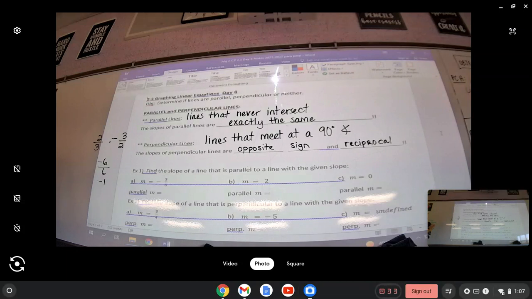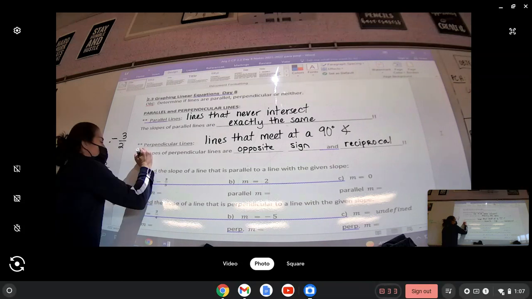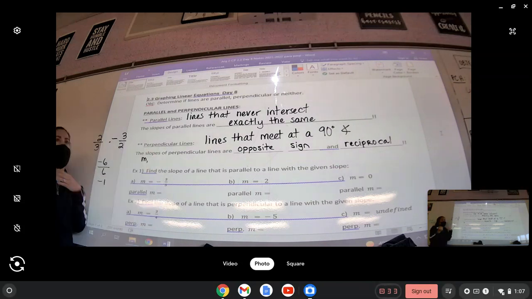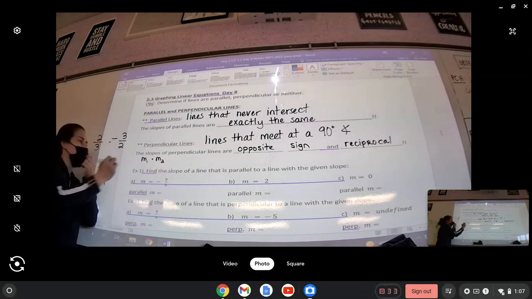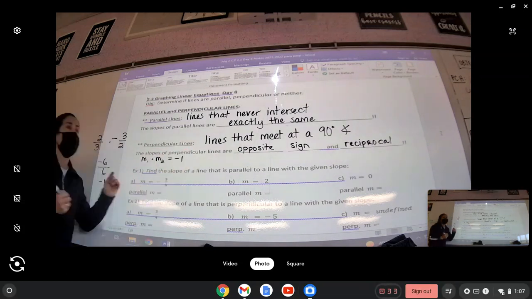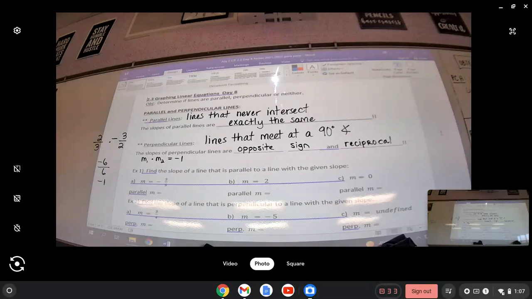So that's just another way that sometimes folks will tell you to prove perpendicular lines. Prove that their slopes multiply to -1. So I can also say that the slope of one line, M1, times the slope of a second line, M2, it'll always equal -1 if those slopes are perpendicular. Okay, I just want you to remember that in case it helps in the future.